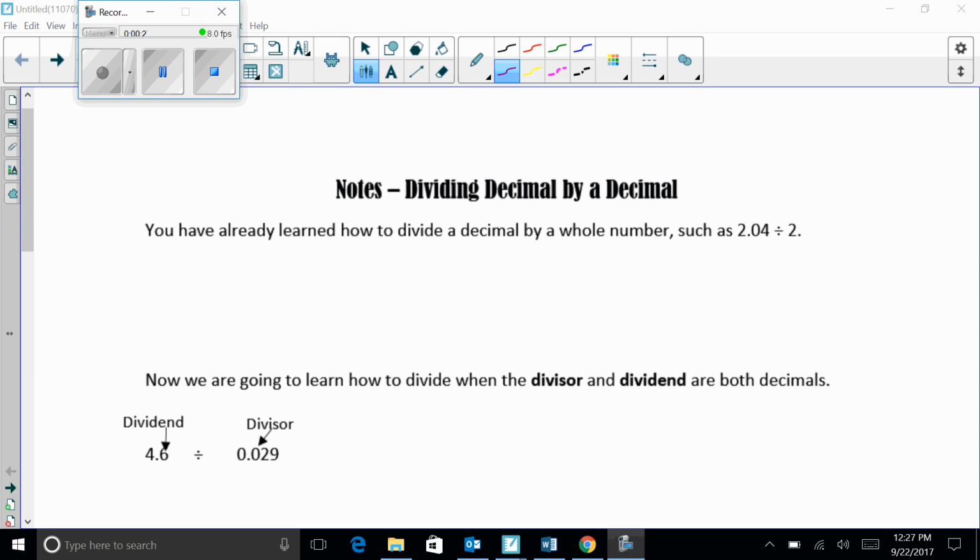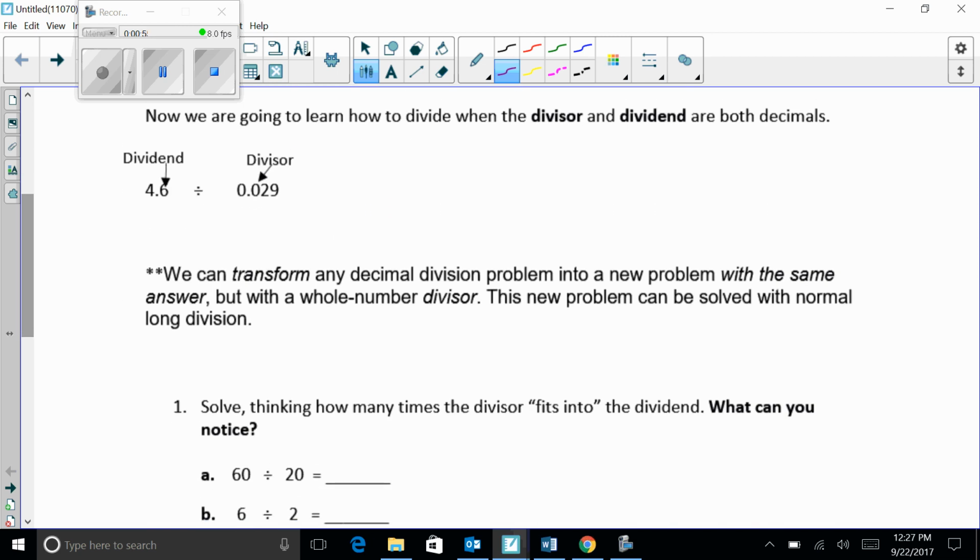So your first page says you have already learned how to divide a decimal by a whole number, such as 2 400ths divided by 2. Okay, so we know that that would have been 2.04 divided by 2. So you guys are familiar with how to do that. Now what we're going to be teaching you is how to divide when your divisor is going to be a decimal. Okay, so if you scroll down, it shows you which one is the dividend and which one is the divisor, in case you forgot that.